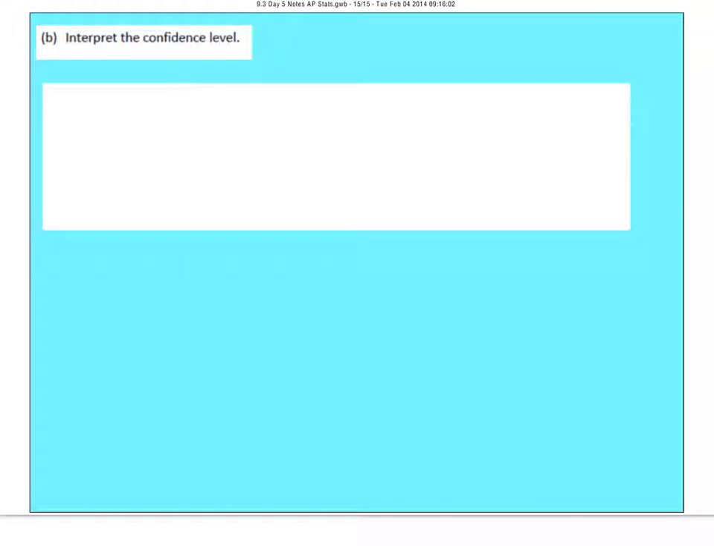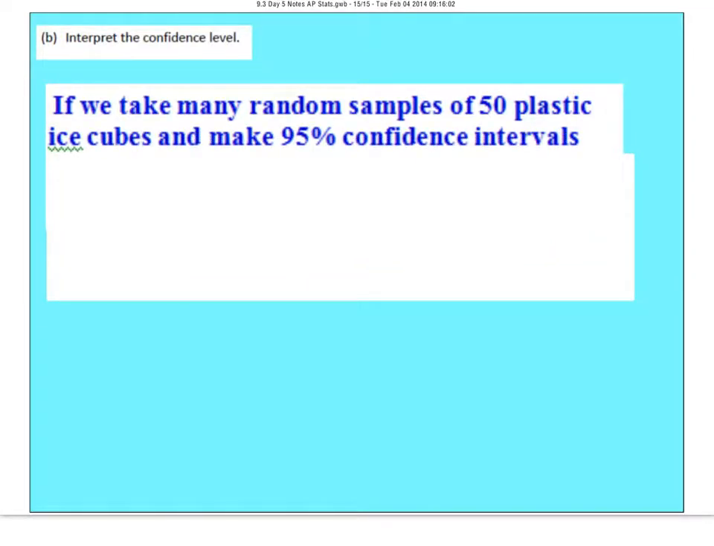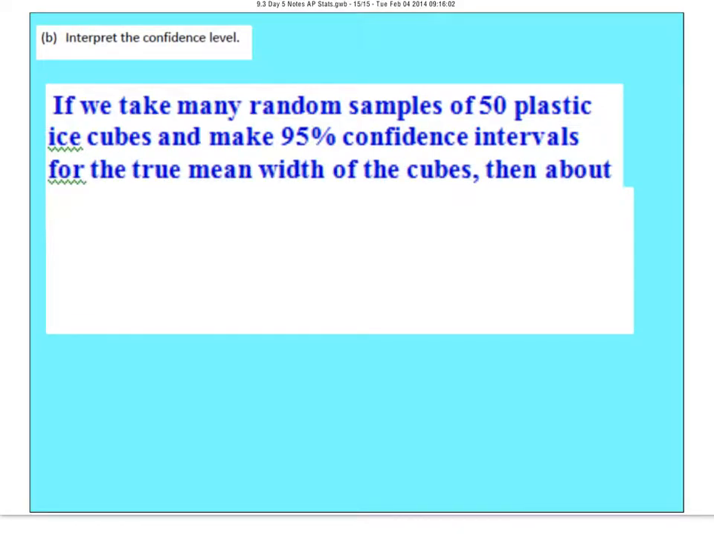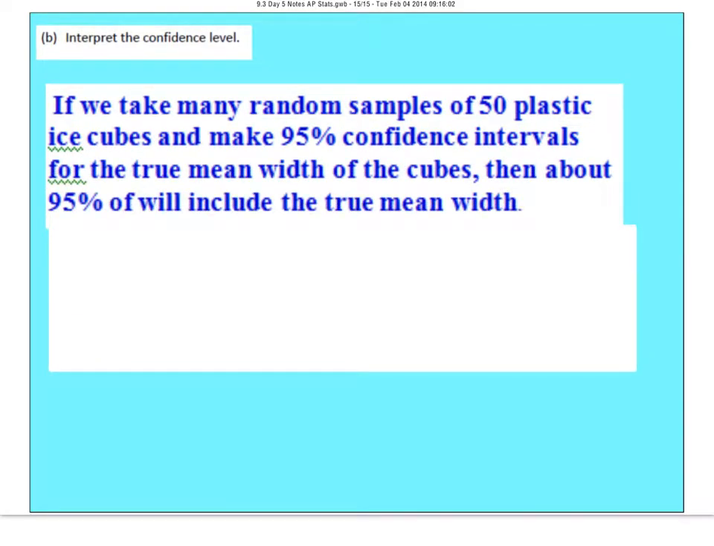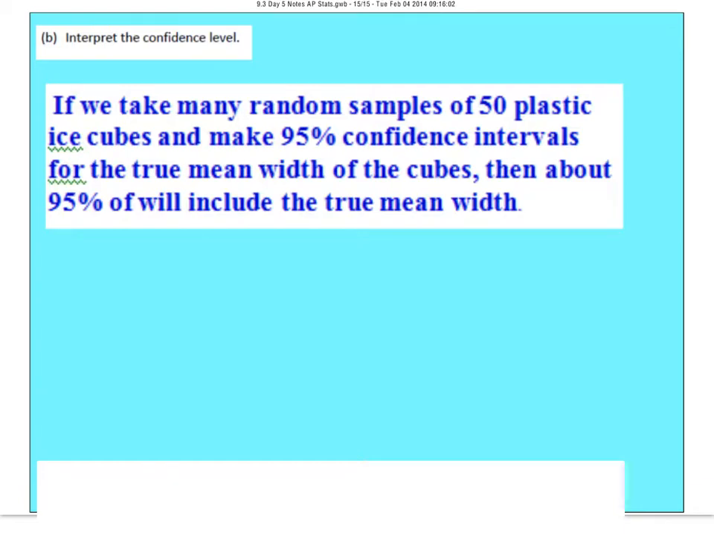Now let's wrap it up and just interpret the confidence level. This is a great review question. What does a confidence level of 95% mean? Well, if we take random samples of 50 plastic ice cubes and make 95% confidence intervals for the true mean width of the ice cubes, then about 95% of those intervals will include the true mean width. So don't forget the difference between a confidence level and actually stating the confidence interval.